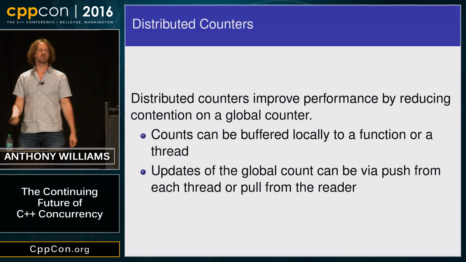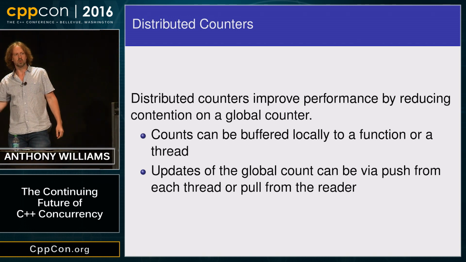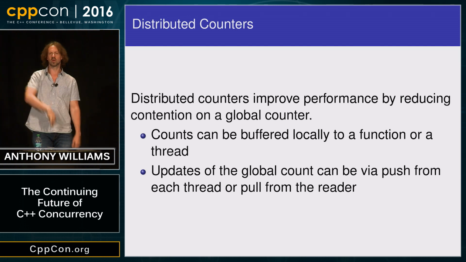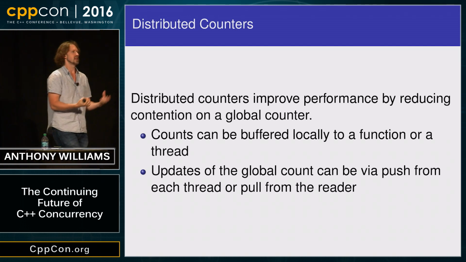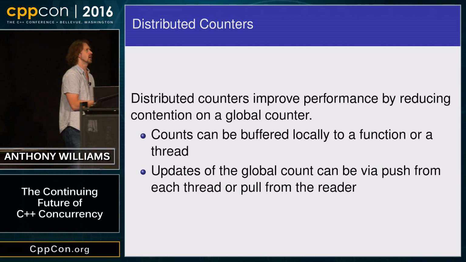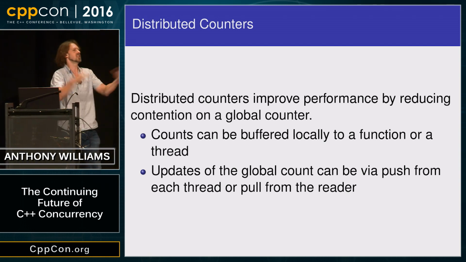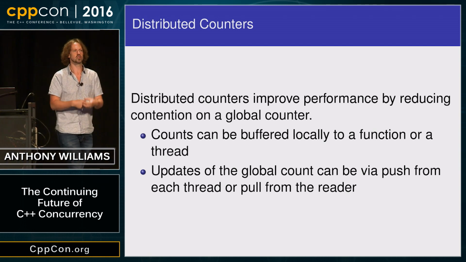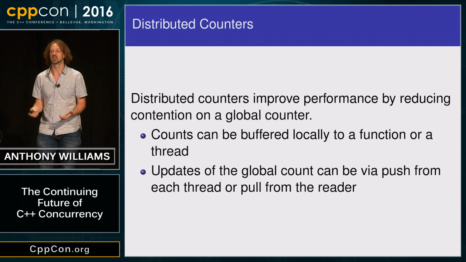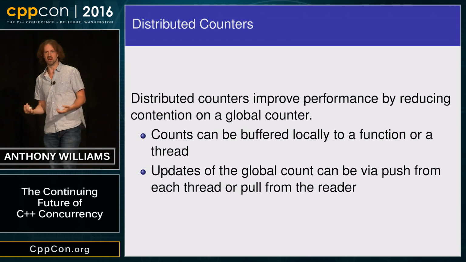Okay, I said about distributed counters, we can attempt to improve performance by reducing contention on a global counter, by buffering the changes locally, and then only providing eventual consistency to make sure that the global count is eventually correct, but doesn't have to be correct right now.